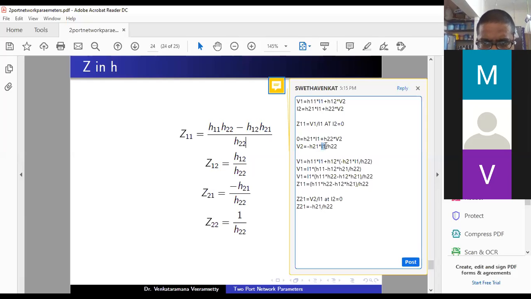This I1, I want to move toward this side, then it will be V2 by I1 equal to minus H21 divided by H22. V2 by I1 is nothing but Z21. So Z21 equal to minus H21 by H22. That is available here. So this is how we can calculate the Z parameters Z11 and Z21 in terms of the hybrid parameters.